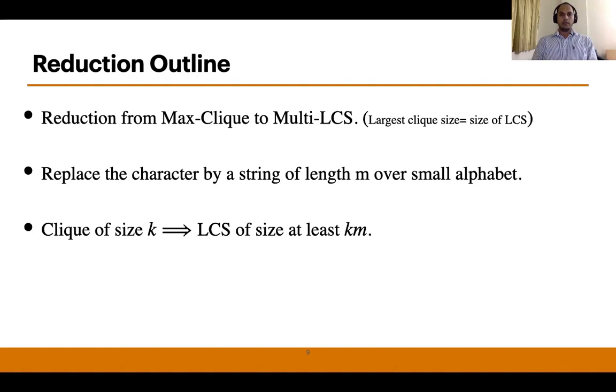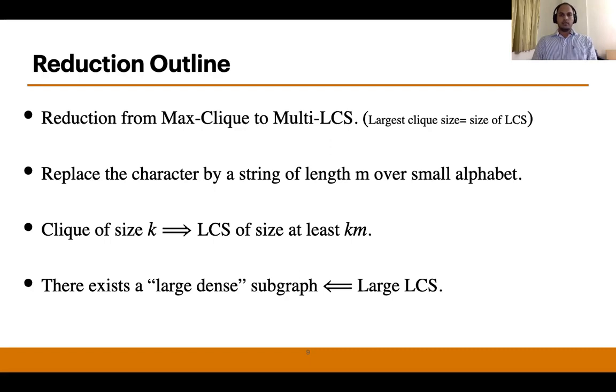Then we show the completeness of the proof, which says a clique of size k implies an LCS of size at least k times m. And then we go for soundness, which says a large LCS implies there exists a large dense subgraph. In the rest of the talk, we will talk about all these steps in detail.